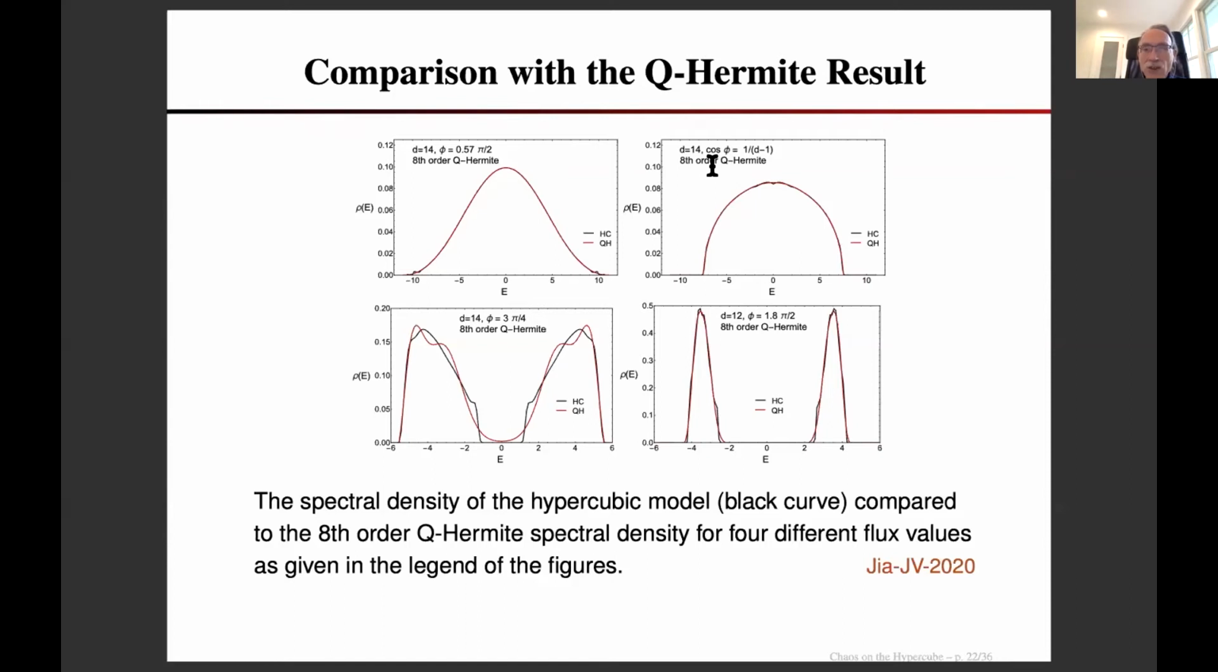So you can tune phi so that cosine phi, so that eta becomes equal to 0. That would be the semicircle limit. And indeed, because of 1/d corrections, you actually have to take cosine phi equal to 1/d minus 1. Then eta becomes equal to 0. And indeed, you see a nice semicircle.